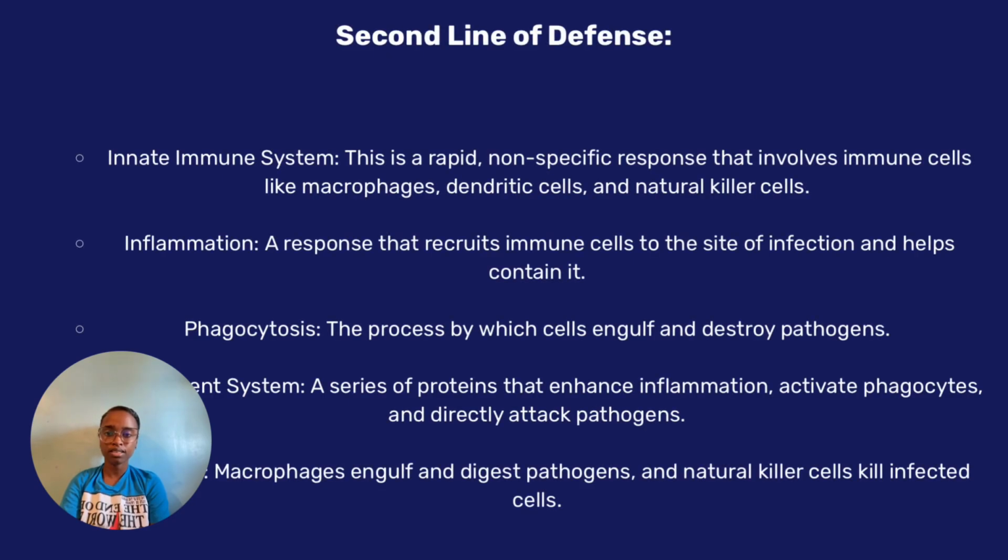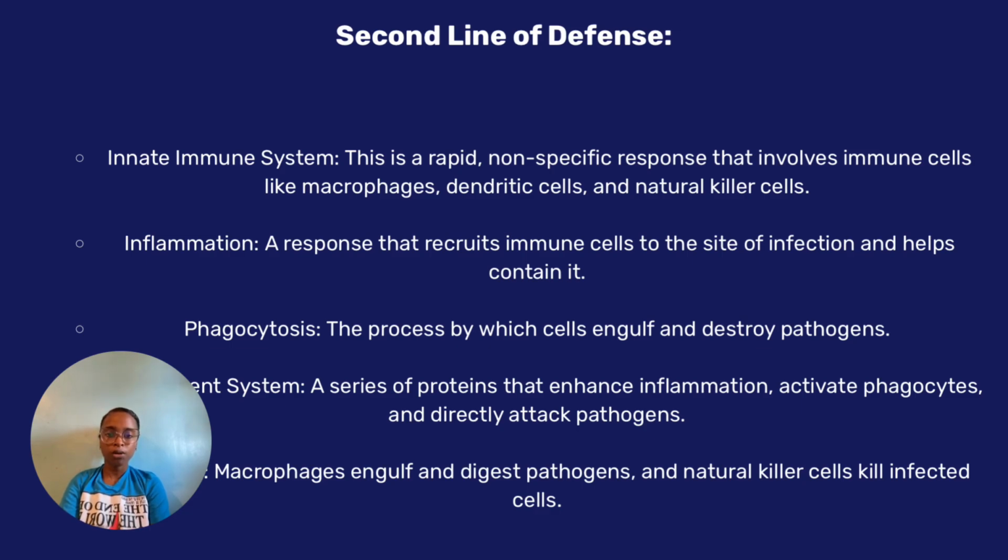Second line of defense, innate immune system. This is a rapid, non-specific response that involves immune cells like macrophages, dendritic cells, and natural killer cells. Inflammation: a response that recruits immune cells to the site of infection and helps contain it.